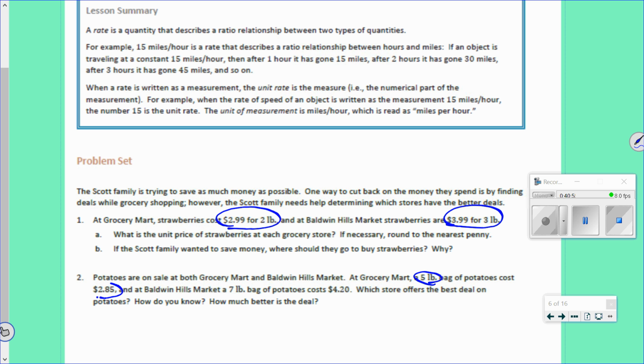5 pounds, $2.85. 7 pounds, $4.20. So what am I looking for on that one? The one I get the most per dollar. So you do have to be conscientious of which way they've got these set up for you. Now, I will just let you guys know, when we talk about unit price, we normally talk price per dollar. So in that case, it's okay to reverse these.